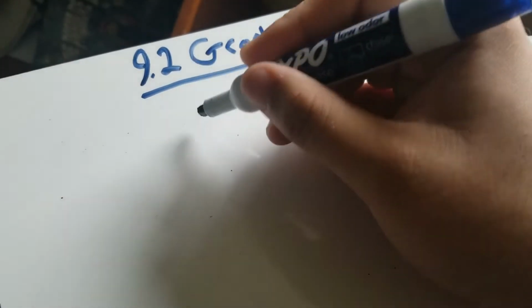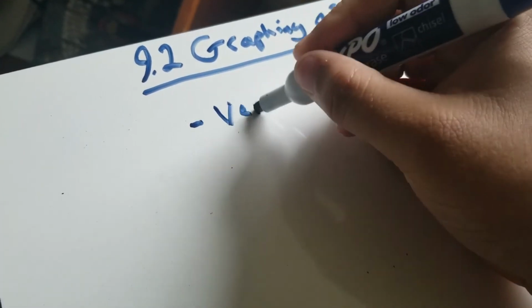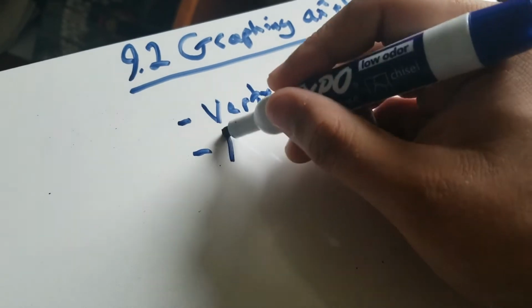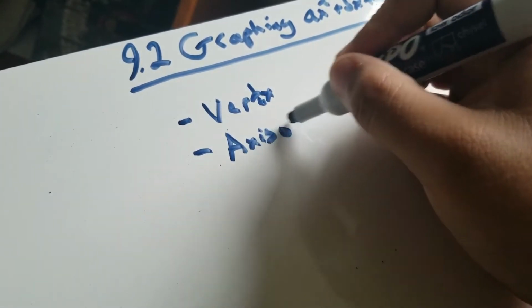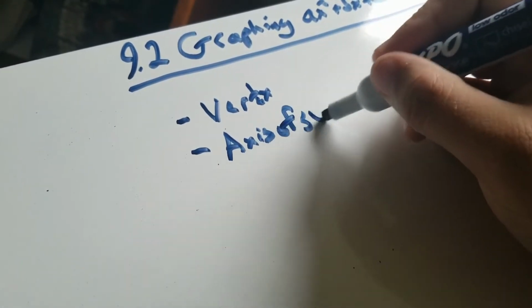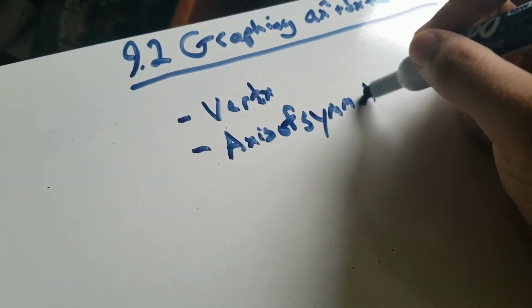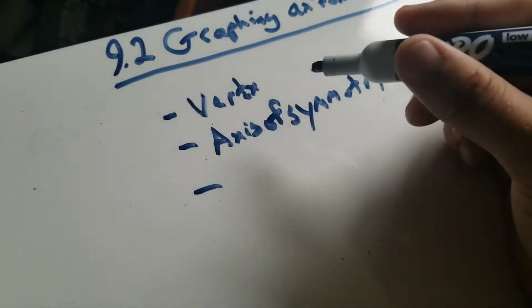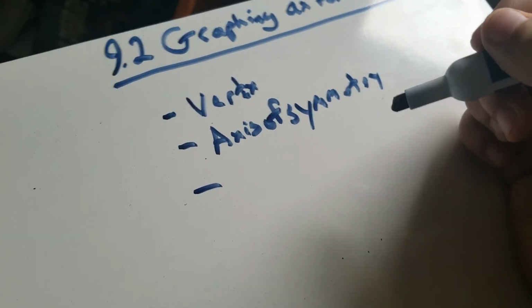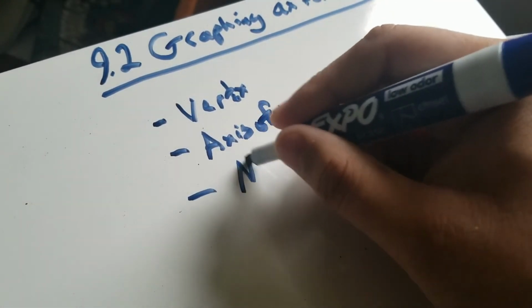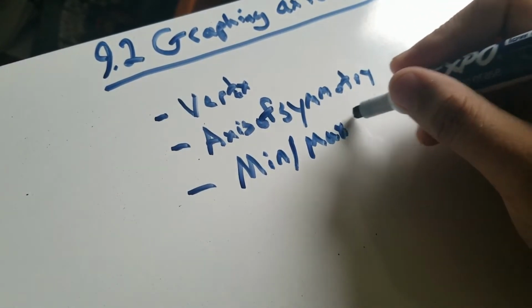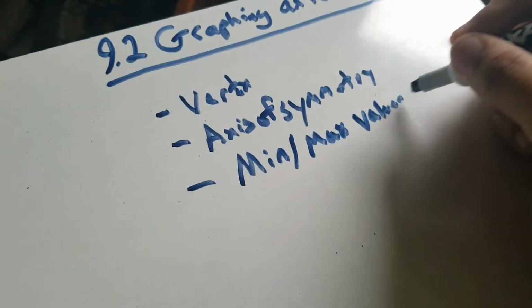We're going to find the vertex. We're going to find the axis of symmetry. And you don't know what that is yet, so don't worry if that doesn't sound familiar. So that's the vertex, the axis of symmetry. You're going to find the min slash max value. We kind of talked about it, so I hope you remembered it a little bit.